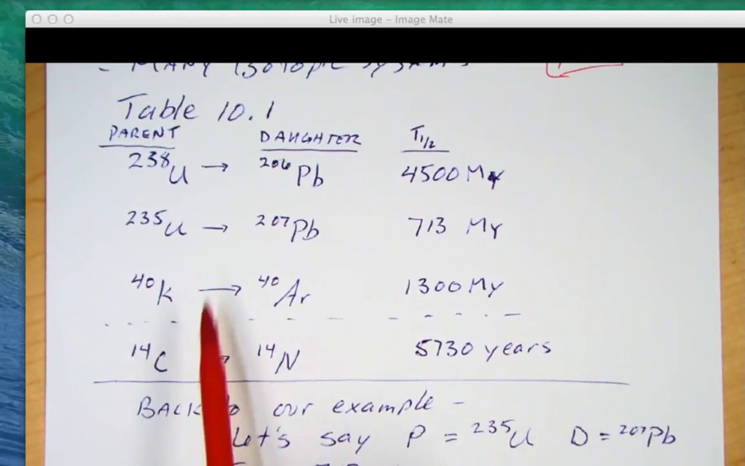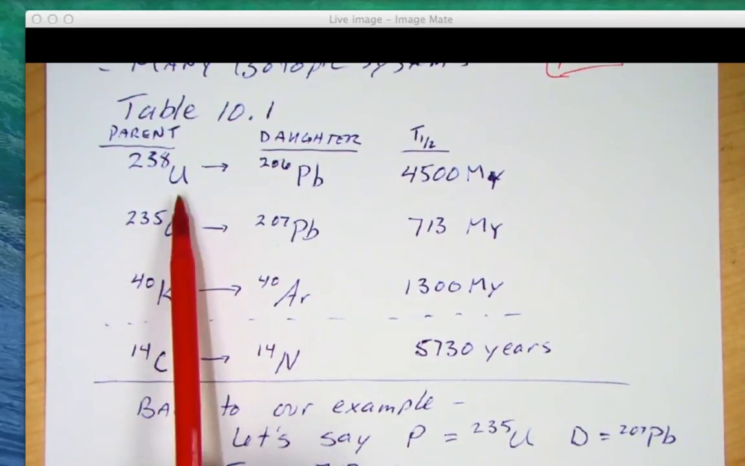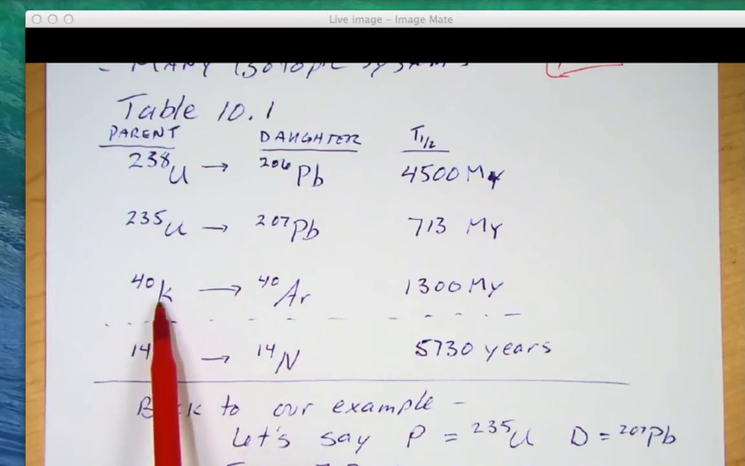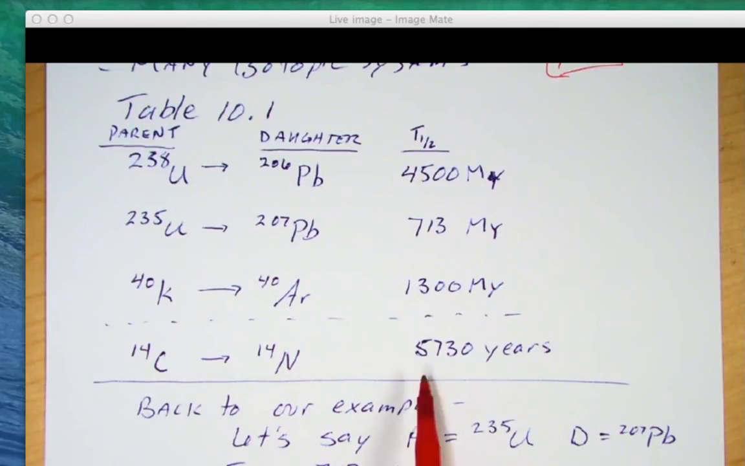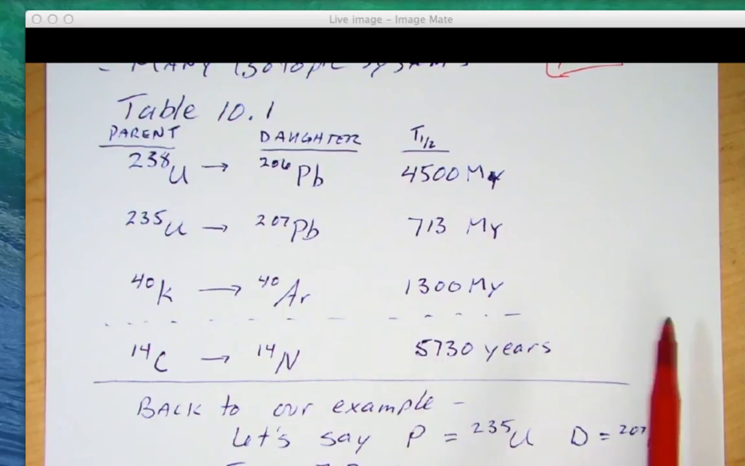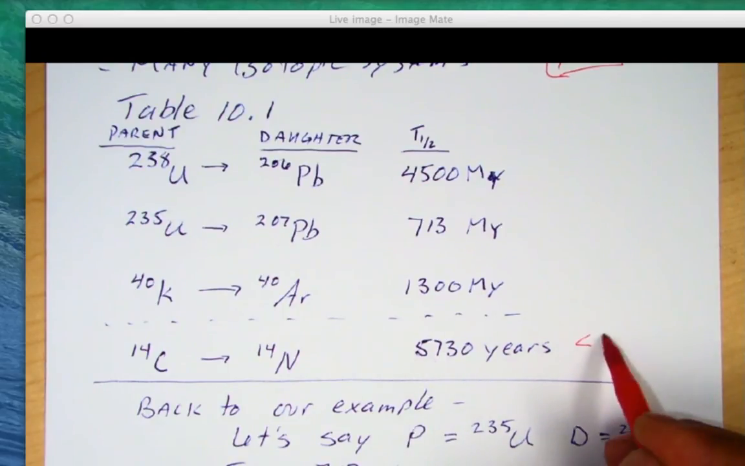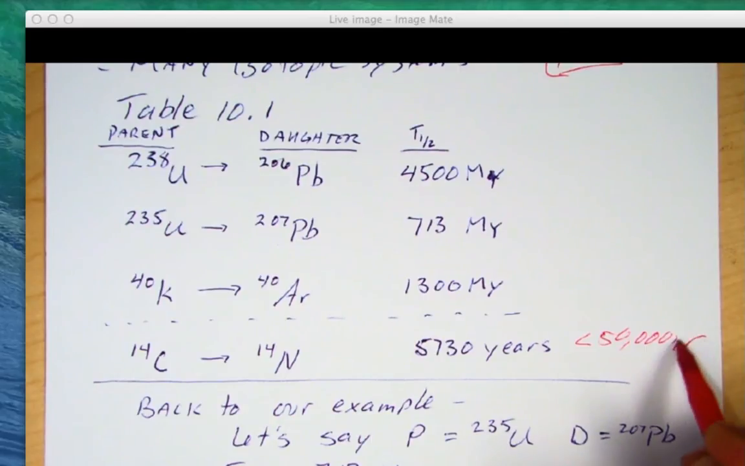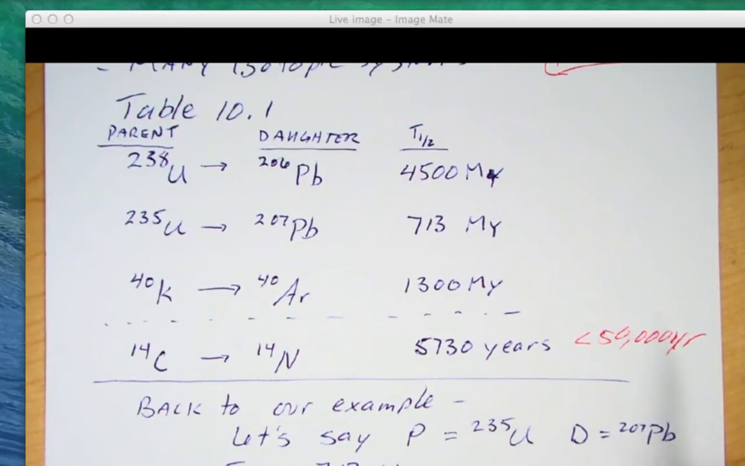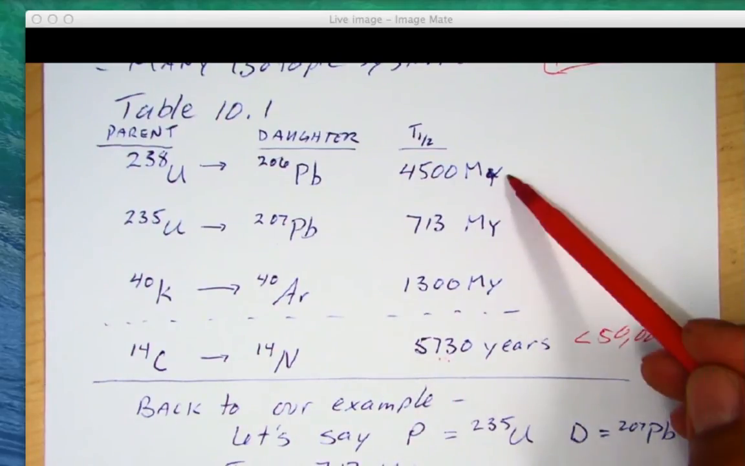Now, the important ones that we'll use are uranium-238, uranium-235 and potassium-40. Those are radioactive parents, and they're good for dating rocks. Carbon-14 is not really good for dating rocks because you need something that was once living, and besides, it has a very short half-life, so you really can't date anything older than about 50,000 years. Some people claim maybe 70,000, but anything older than about 50,000 years, this system really doesn't work for because it has such a short half-life, 5,730 years. But for these other ones, you can see they're millions of years, right?